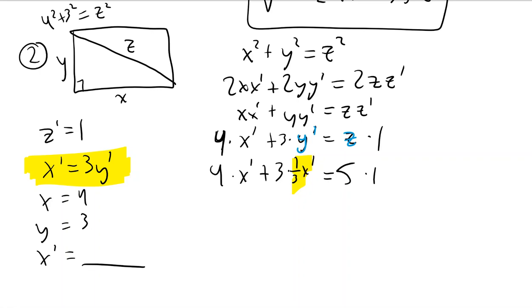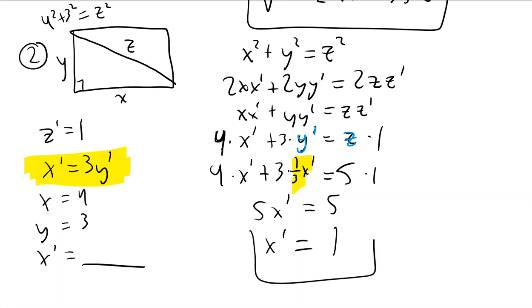Now we've got an equation that only has x prime in it, so we're almost finished now. 4x prime plus 1x prime would be 5x prime is 5, so x prime is, looks like that would be choice B.